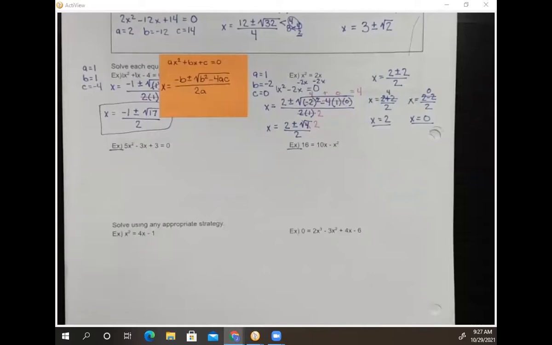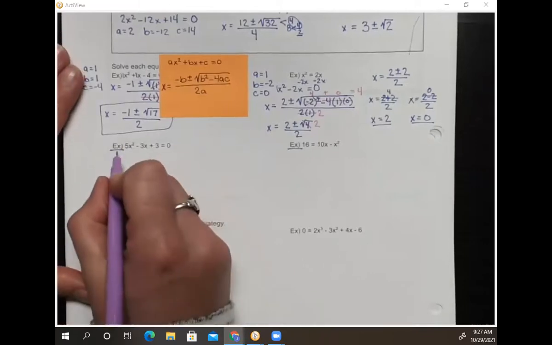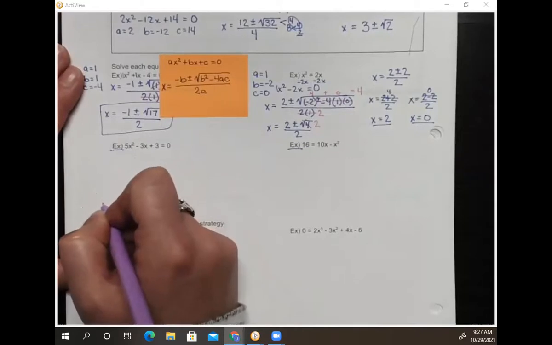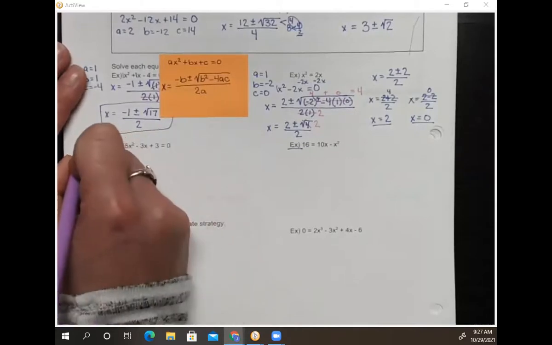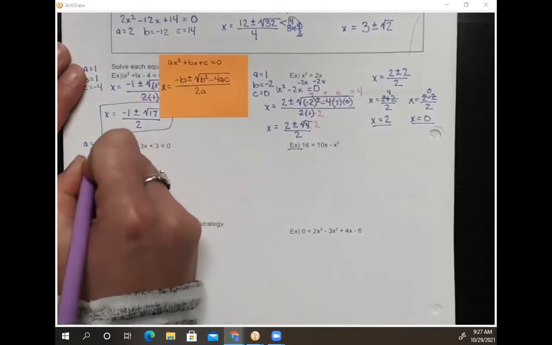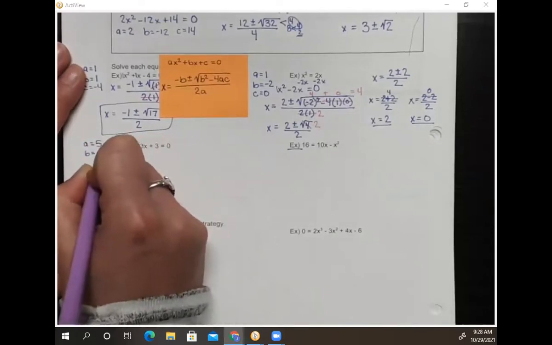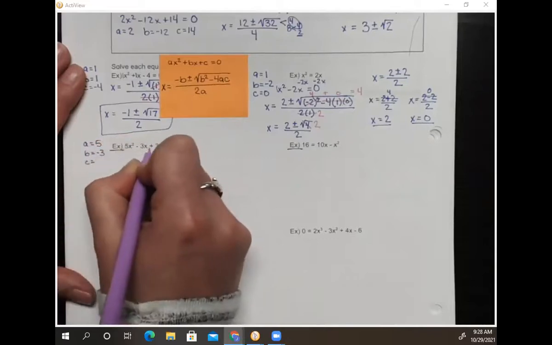Okay, let's take a look at these. The first example I asked you to try is already in standard form, so that saves us a little work. My A is 5, my B is -3, and my C is +3.